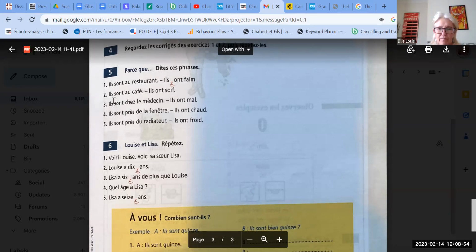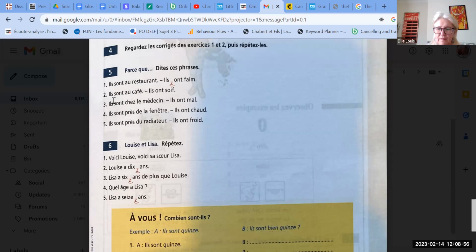Next one. Ils sont au café. I pronounce the T because of the A there. And then this one. Ils ont soif. Really Z-ey. You got it? Yeah. They're in a cafe. They're thirsty. Ils sont chez le médecin. Ils ont mal.